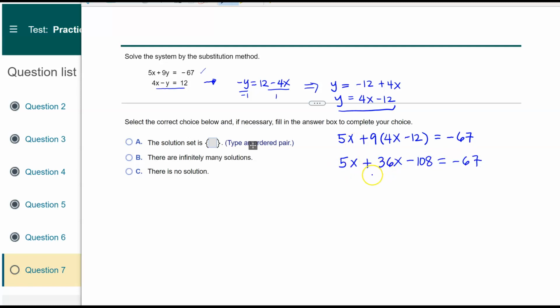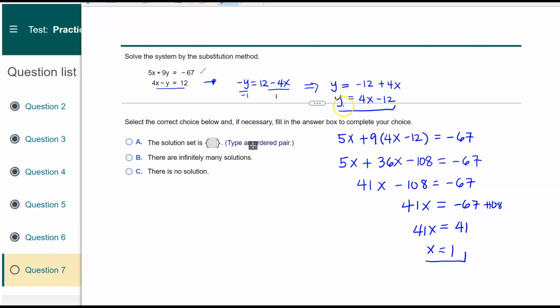Then you combine these two. That is equal to 41x minus 108 equal to negative 67. Next, you move 108 to the other side of the equation. So you have 41x here, and then negative 67 plus 108. Combining those two gives you 41. So 41x is equal to 41. So that means x is equal to 1.